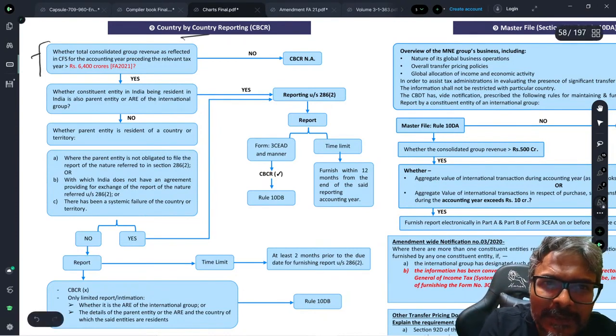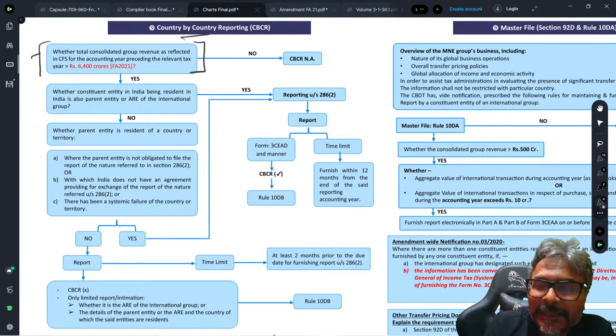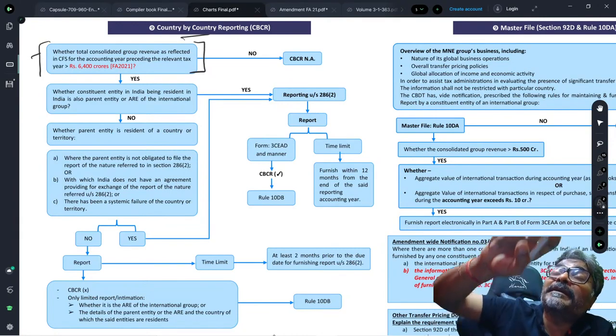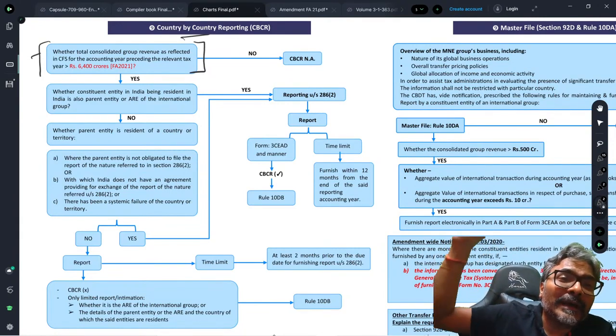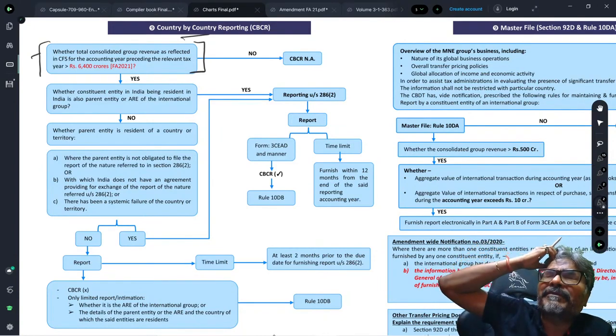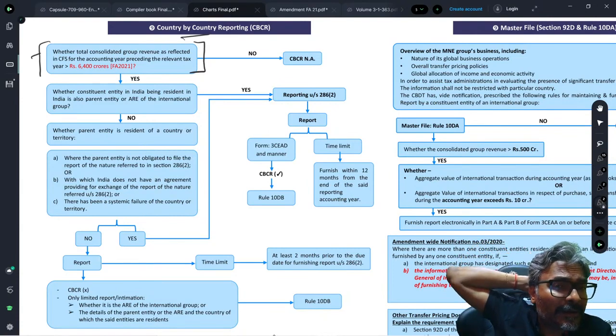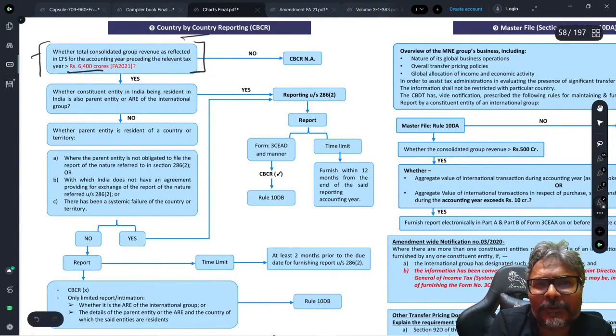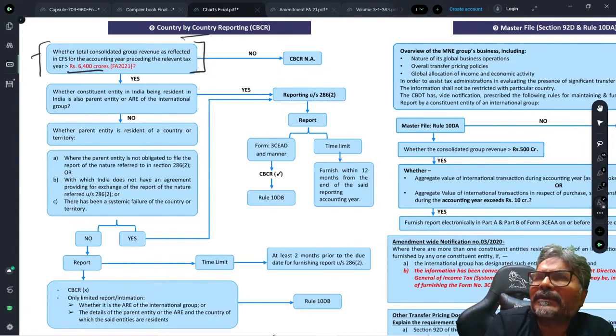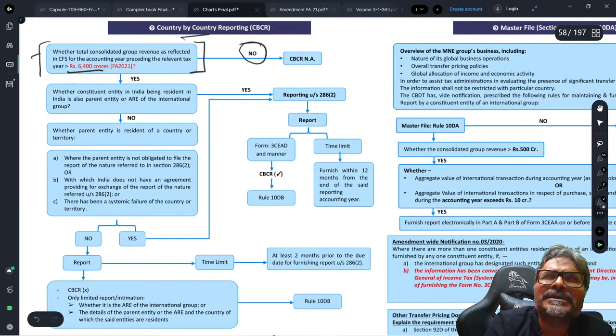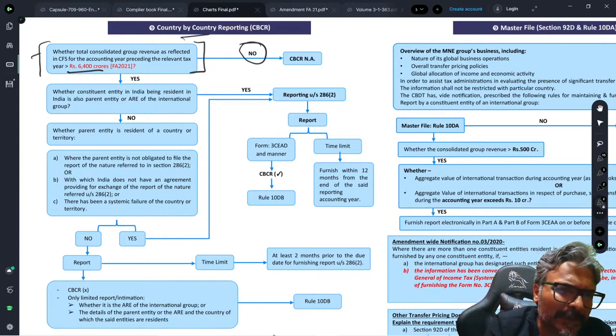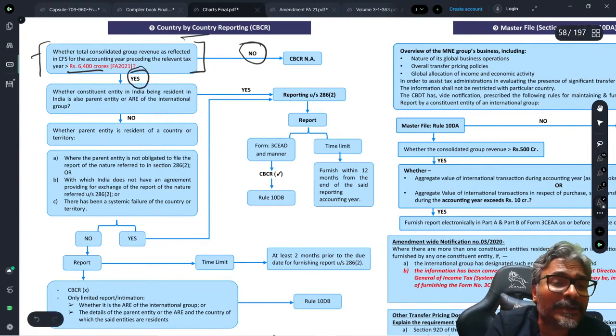And therefore, students, the compliance of CBCR is huge, and hence they want to put the burden of compliance only on those entities whose consolidated group revenue, as reflected in their consolidated financial statements for the relevant accounting year, is more than 6,400 crores. Earlier it was 5,500 crores, now it has been increased to 6,400 crores. If you say no sir, the turnover is not going beyond 6,400 crores, then CBCR is not applicable. If you say yes, the turnover is going beyond this threshold limit, then ask the question.